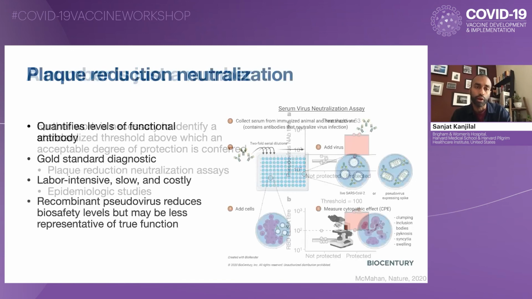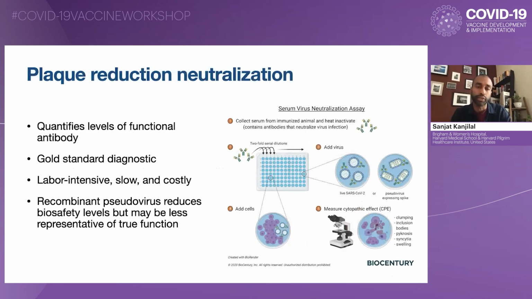So just a word on plaque reduction neutralization, because it's a very critical assay that we use to correlate what we see in our clinical diagnostics to actual function. It's one of the few assays we use that actually quantifies levels of functional antibody, and it's considered a gold standard diagnostic. The downside of plaque reduction is that it's very labor intensive. It takes a long time to perform these experiments, and it's quite costly.